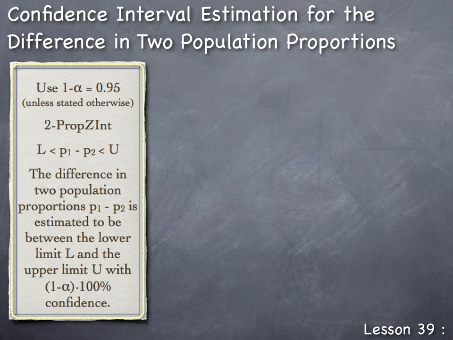Now, in the following examples, we'll be able to demonstrate how to construct confidence interval estimates for the difference in two population proportions.